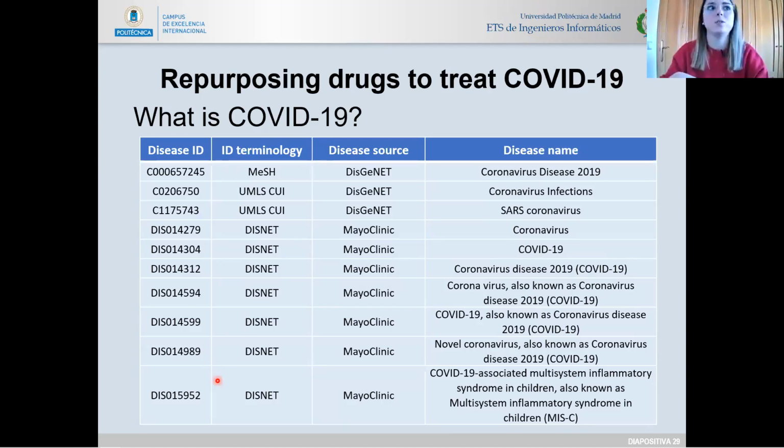Also, one thing that you have to keep in mind is that this is the same problem as always, that we have several terminologies and vocabularies, and one vocabulary is going to represent it one way, and another vocabulary is going to represent it another way. But at the end, they are the same, and we have to somehow tell our system that these things are the same.